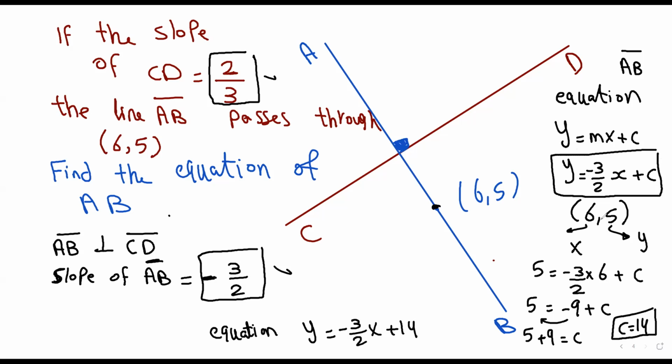Because the line passes through the point 6 and 5, this point 6 and 5 satisfies the relation. Instead of x, write 6 in this equation, and instead of y, write 5. So here, divide by 2, 1, divide by 2, 3. 3 times negative 3 is negative 9. Move it to the other side. So 5 plus 9 is 14. C equals 14. So the equation is going to be y equals negative 3 over 2 x plus 14.